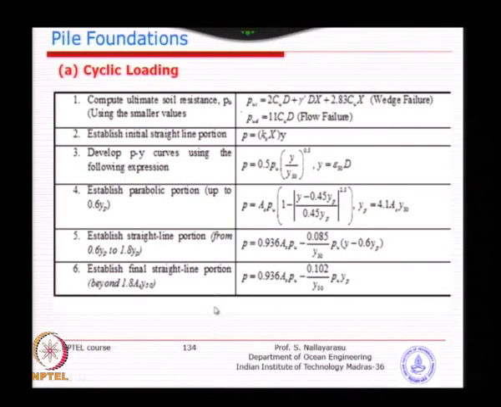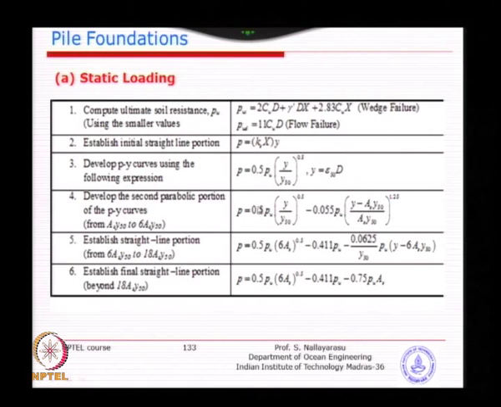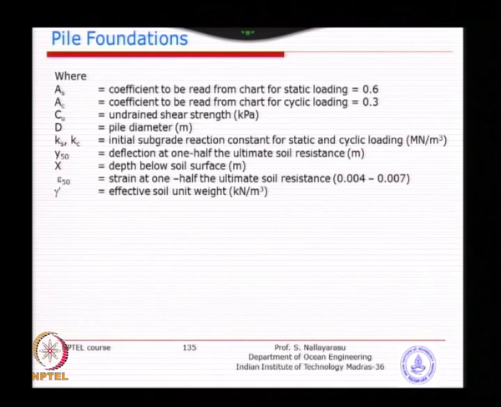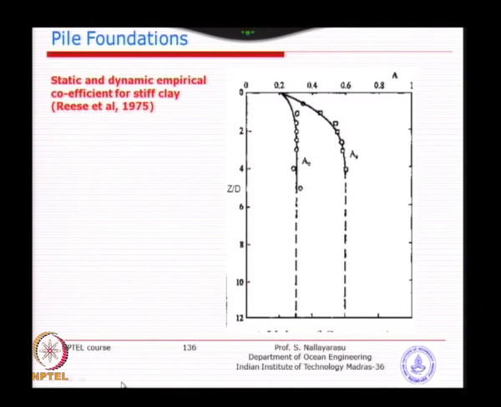For cyclic loading it is similar, the only difference is that instead of A static, you will replace the coefficient. Here you will see A_s, here you will see A_c. So, A_s is for static loading, A_c is for cyclic loading. The values of A_s I just picked up from his original paper. I am actually not reproducing it. So, you can see here A_c and A_s.